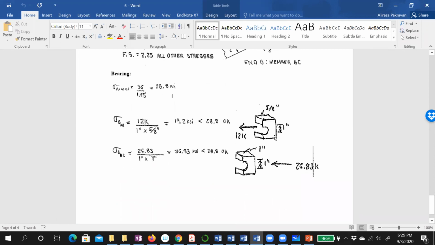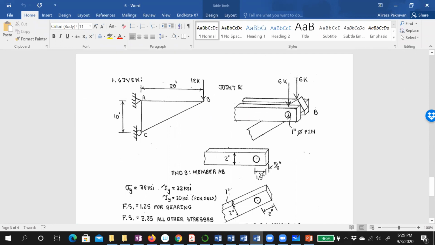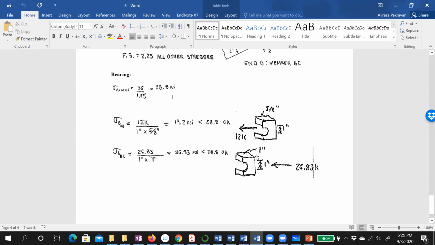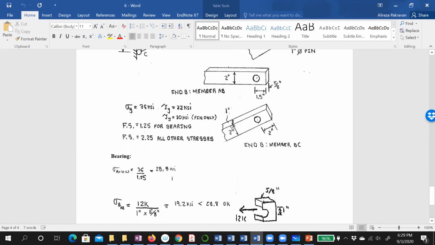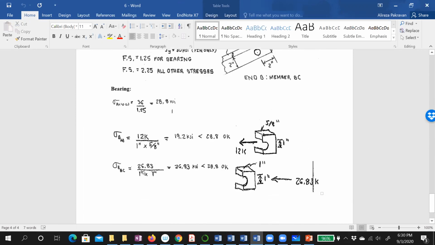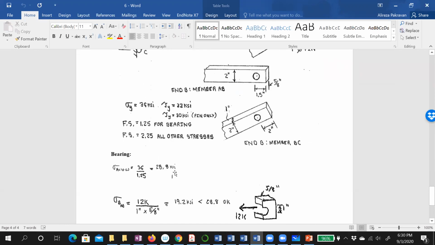For member BC, again, diameter is 1 inch, but thickness is 1 inch. Let's go back here. Just be careful. For member BC, thickness is 1 inch, but for member AB, the thickness is 5/8. So 1 inch corresponds to this, right? So the bearing for BC is just 26.83 divided by 1 times 1, and 1 is the area of the pin. That's the bearing. So normal and bearing, do these two make sense before going to shear?